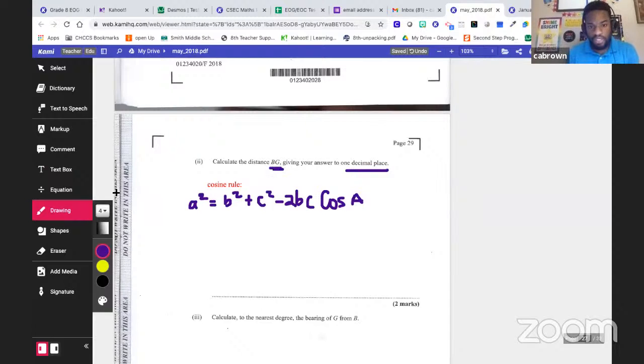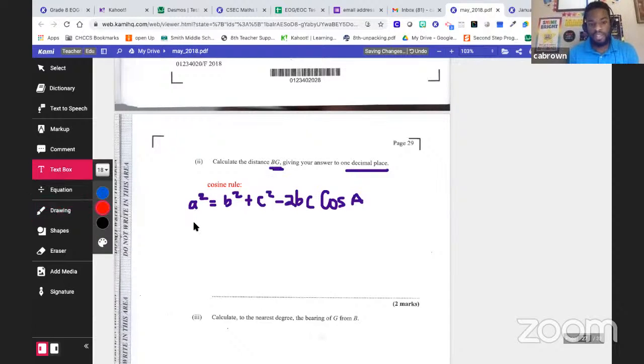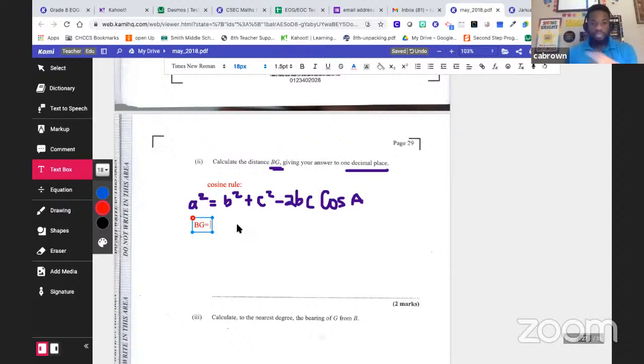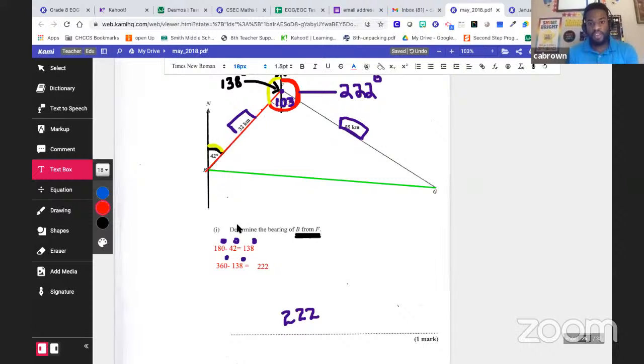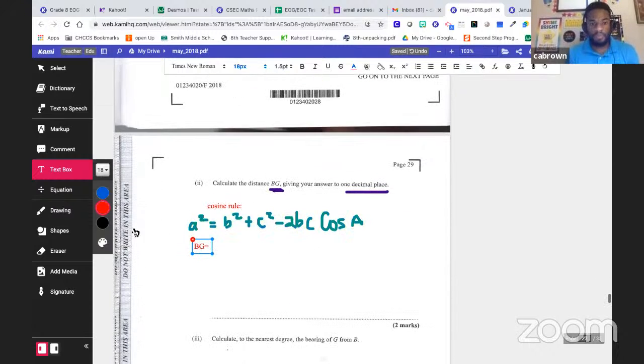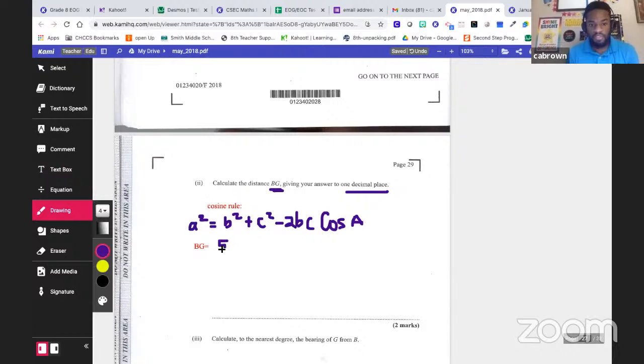We currently need to find the distance of BG, so I'm going to replace a squared with BG squared. This will be equal to the two lengths that we know, which are 55 kilometers and 32 kilometers. So it's going to be 55 kilometers squared plus 32 kilometers squared.